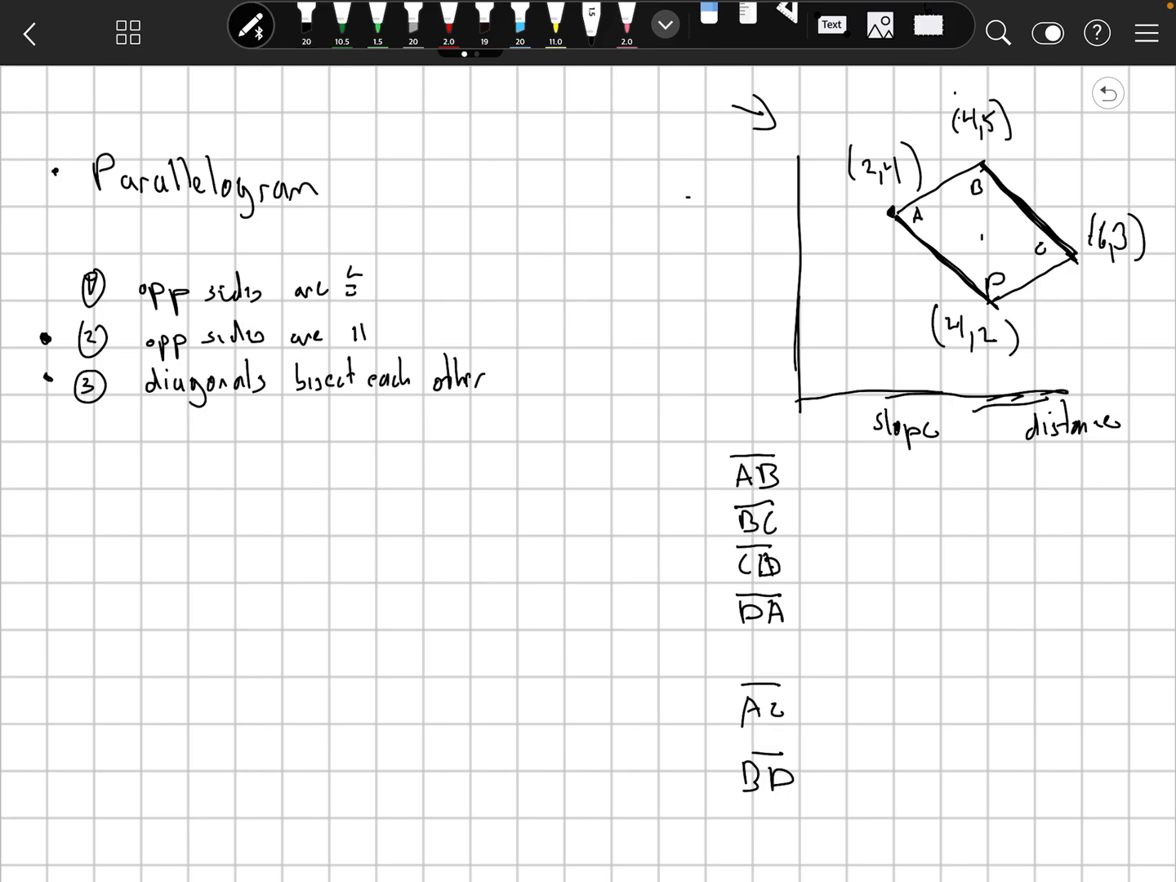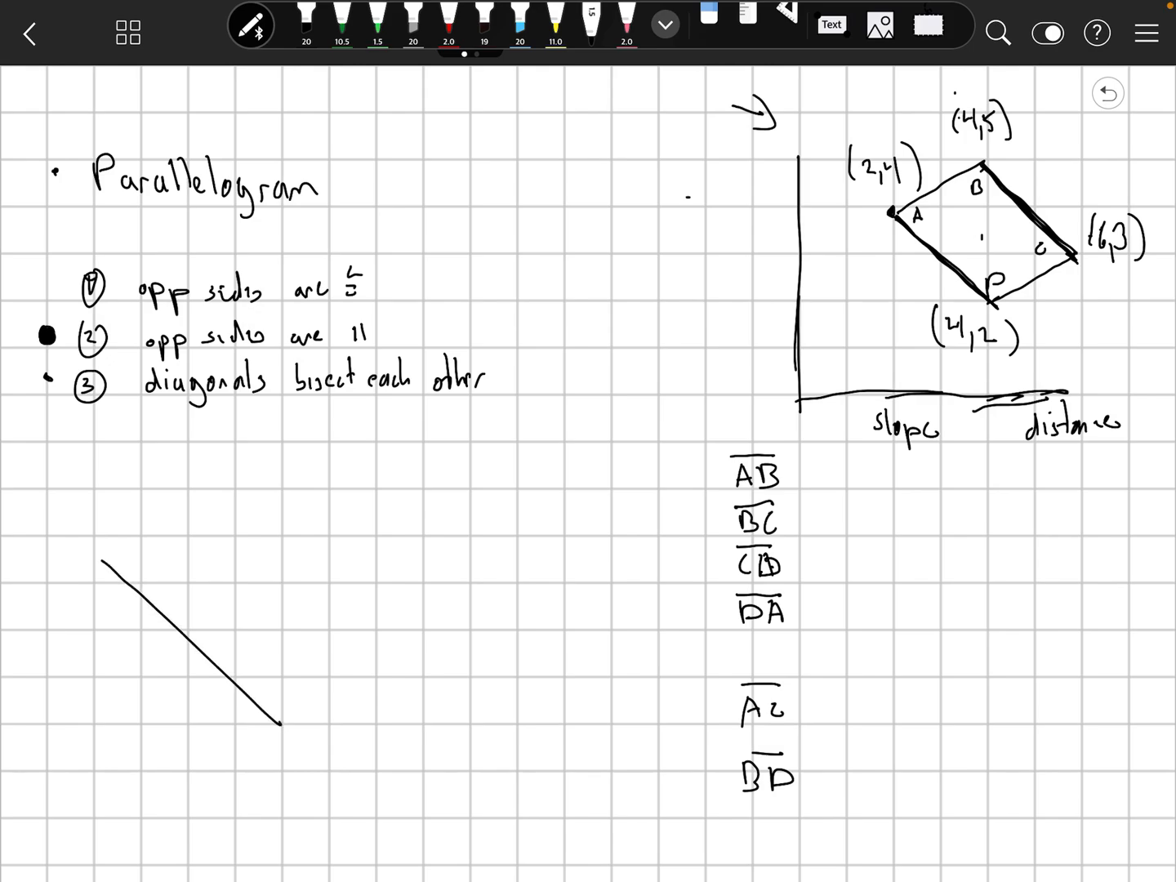So maybe you're thinking, well, I can see AB has a slope of 1/2 and DC has a slope of 1/2, and then AD has a slope of -1 and BC has a slope of -1. So one way to show that a shape is a parallelogram is to show that the opposite sides have slopes that are the same. So this is number 2 right here.